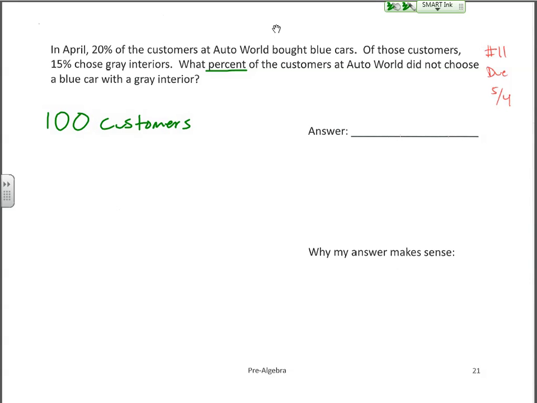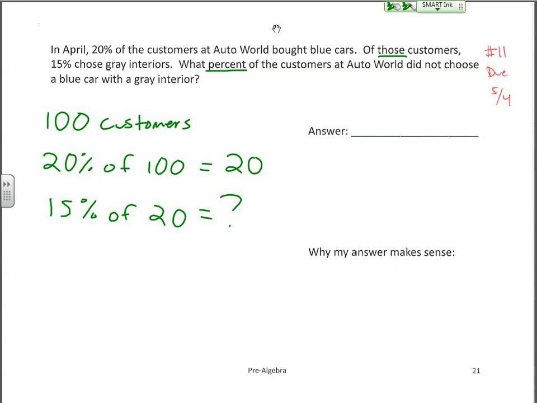Okay? And then it says 20% of those customers bought blue cars. So our first task is to calculate 20% of 100, which in class today we said was 20. See? So easy to work with, right? So 20 customers bought blue cars. Of those customers, and this word "those" is important because it's not referring to the original 100, it's referring to those 20. So of those 20 customers, 15% chose gray interiors. So our next calculation is 15% of 20.